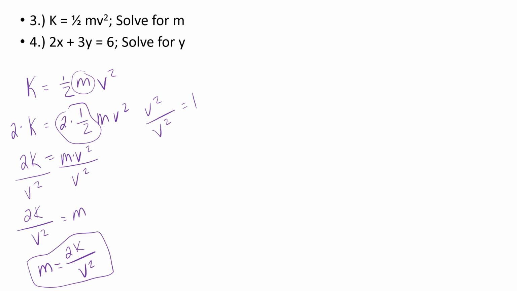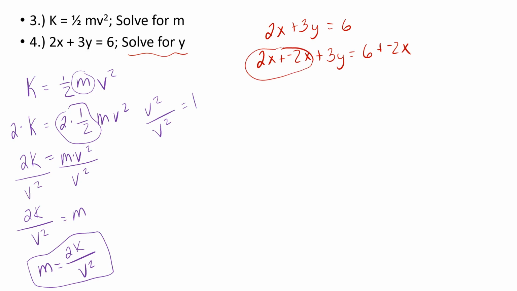Problem number 4, we have 2x plus 3y is equal to 6, and we are asked to solve for y. So I see that I am adding 2x. I can get rid of that by adding a negative 2x or by subtracting 2x. Over here, 2x plus negative 2x is 0, and 0 plus 3y is 3y. And over here, we've got the 6 plus negative 2x.